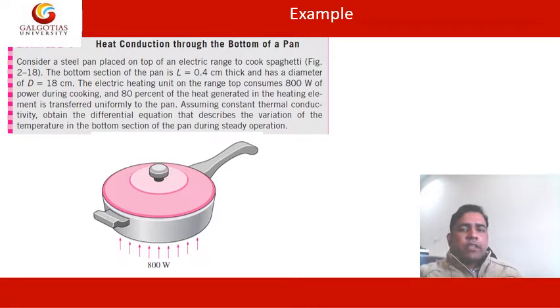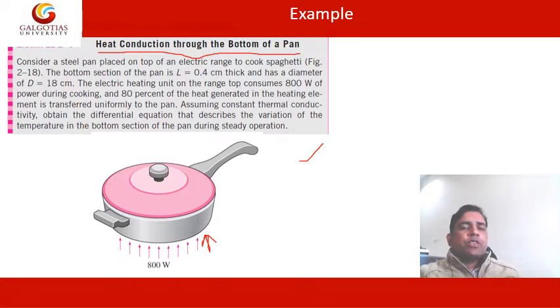The first example that we are looking at here is heat conduction through the bottom of a pan. Through this pan we will look at how the heat conduction takes place and how much heat conduction takes place. Consider a steel pan on an electric range to cook spaghetti. I have taken this example from the book Heat and Mass Transfer by Sanjil, so if you have this book, you can go through this example from the book itself.